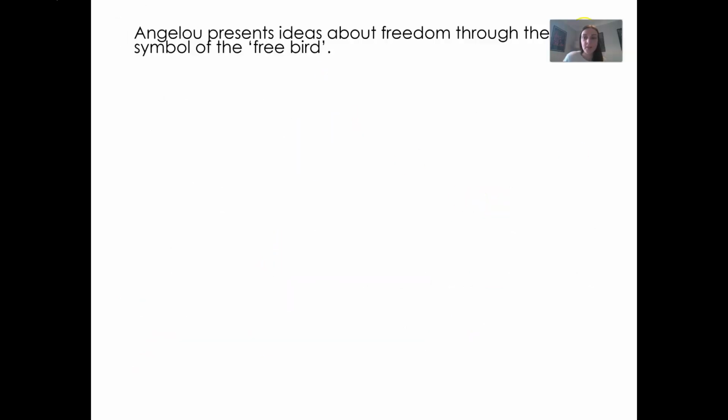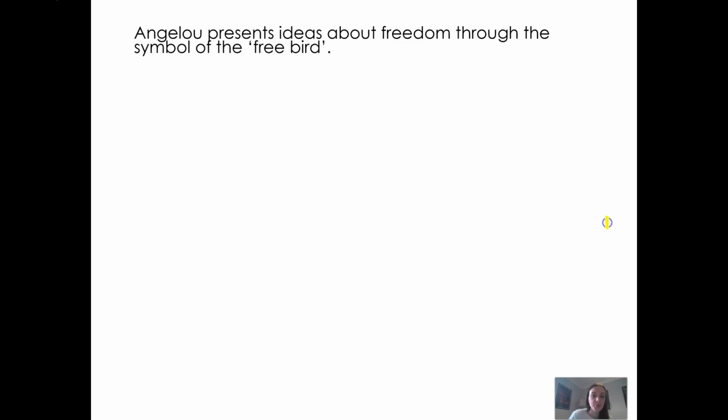Okay, so let's get me out of the way. Angelou presents ideas about freedom through the symbol of the free bird. Okay, you can see in my first sentence I've used the writer's surname to start, and I've conveyed very clearly what it is I'm going to go on to analyse.